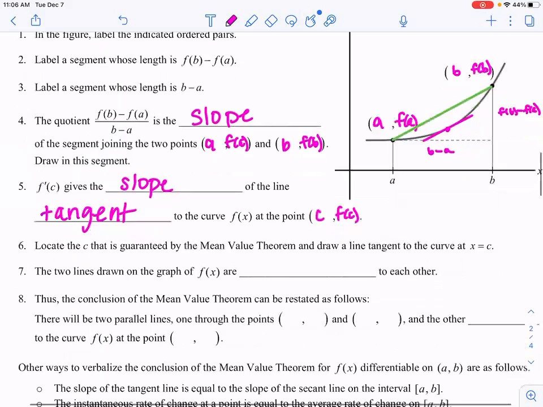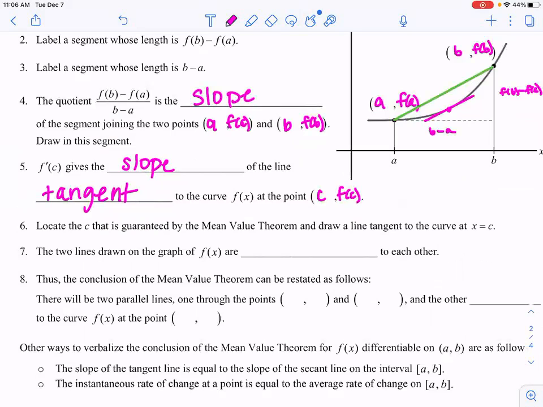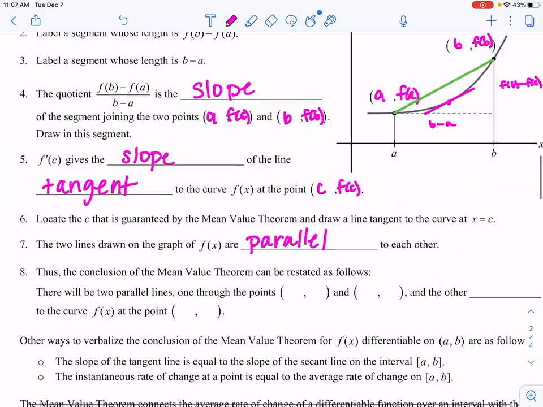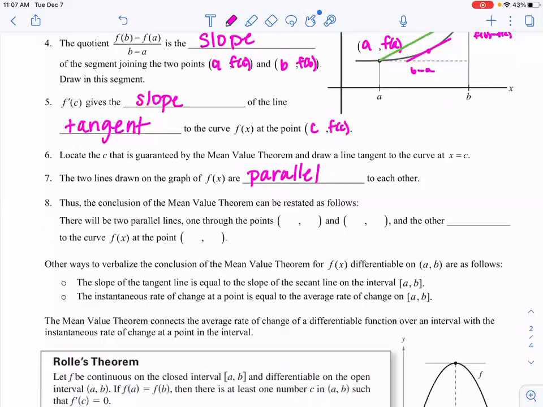What is true about these two lines? They're parallel, and they're parallel because their slopes are the same. That's the whole point. There are going to be two parallel lines. One through the points a, f of a and b, f of b, and the other tangent to the curve through the point c, f of c.